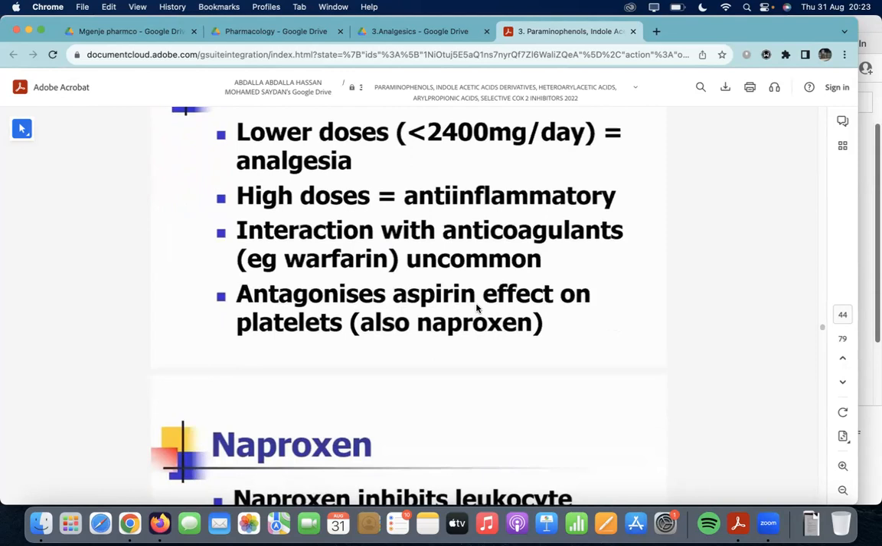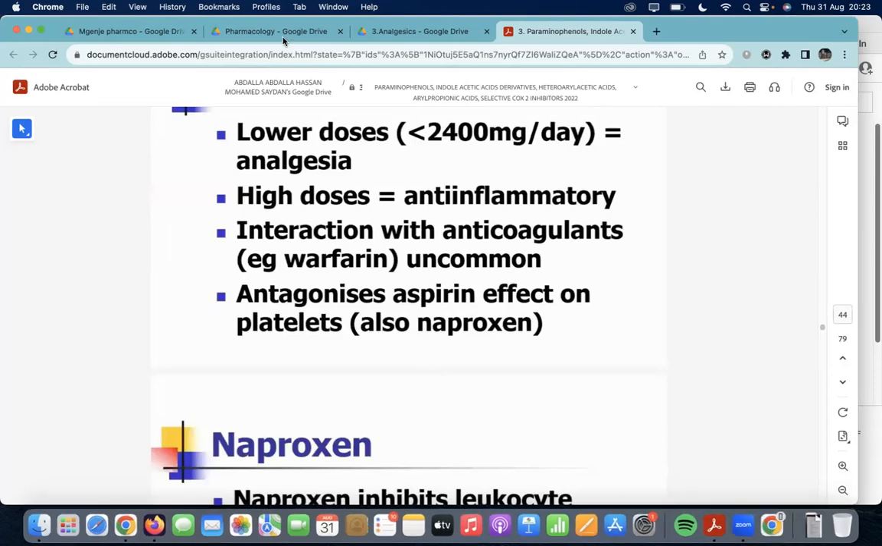So what was the effect of aspirin on platelets? Does anyone remember? I think we said it during this session. What was the effect of aspirin on platelets? Sarah, do you remember the effect of aspirin on platelets? Yeah, it prevents platelet aggregation. Yeah, it inhibits platelets. So aspirin inhibits platelet aggregation.